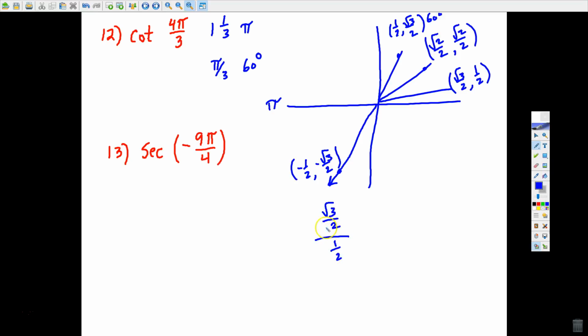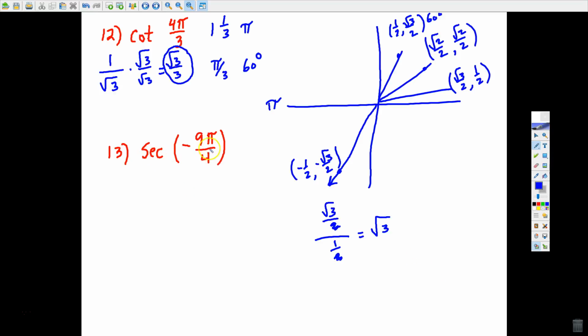And since both of these are negative, tangent becomes positive. All right, so I'm going to start with tangent, and then we'll look at cotangent. The 2's would cancel. Tangent is the square root of 3. Well, cotangent is the reciprocal of that, so it's 1 over the square root of 3, and then we just rationalize the denominator, and we get the square root of 3 over 3. And tangent is positive in quadrant 3.